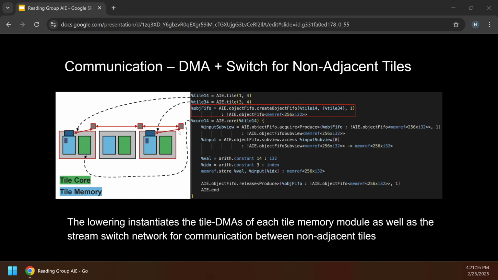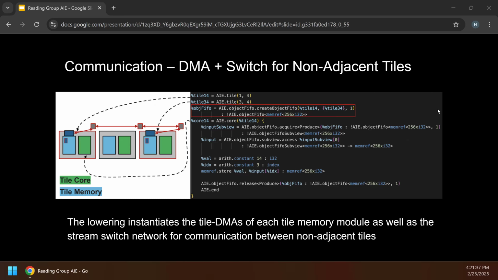What does the one mean? Is that the lock that's used or something else? Here the one means the size or the depth of the data, the size of the FIFO. Like the depth. It's a one word FIFO. Okay.